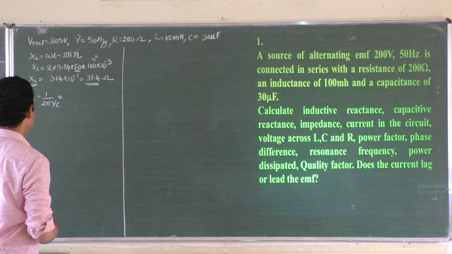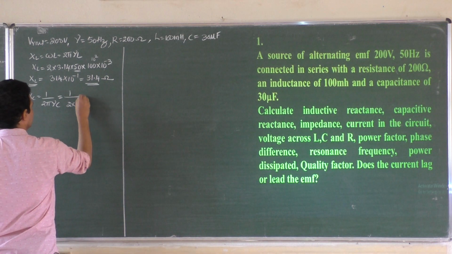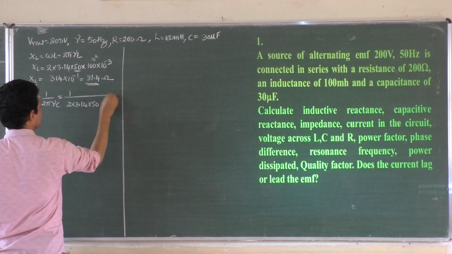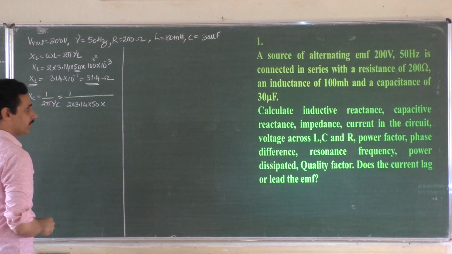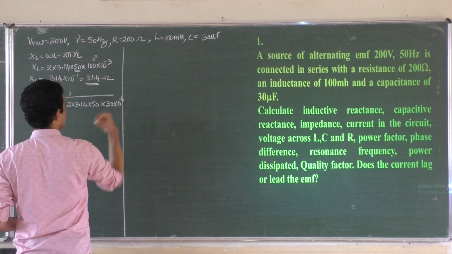Okay, 1 by 2 pi nu C. C is 30 microfarad, 30 into 10 to the power minus 6.